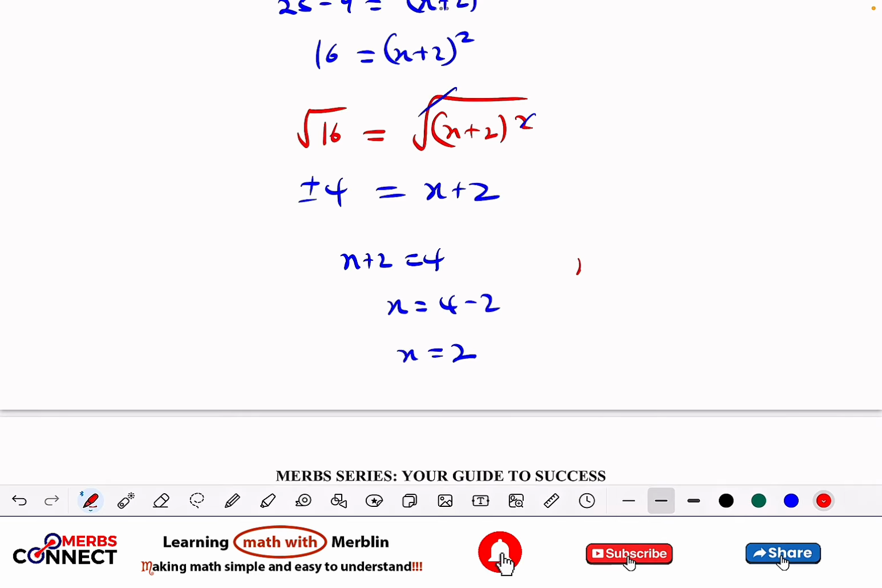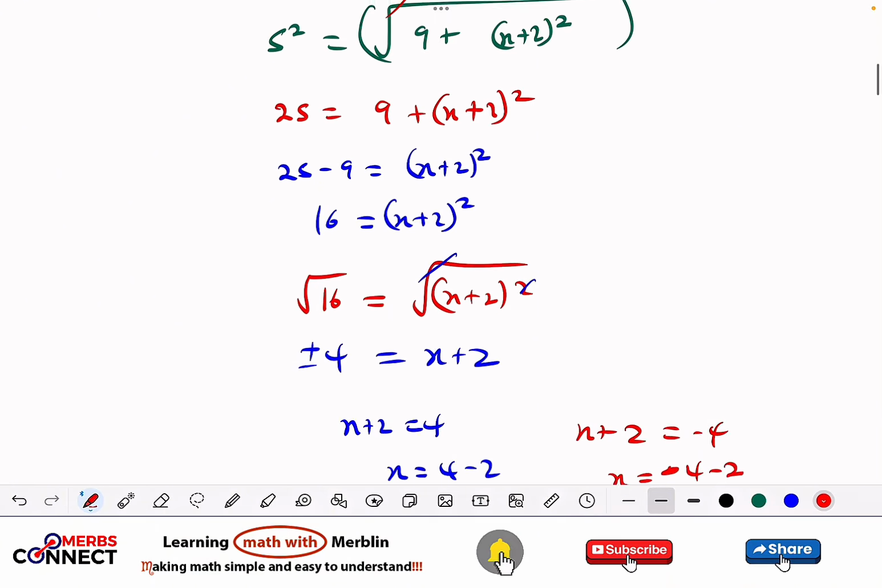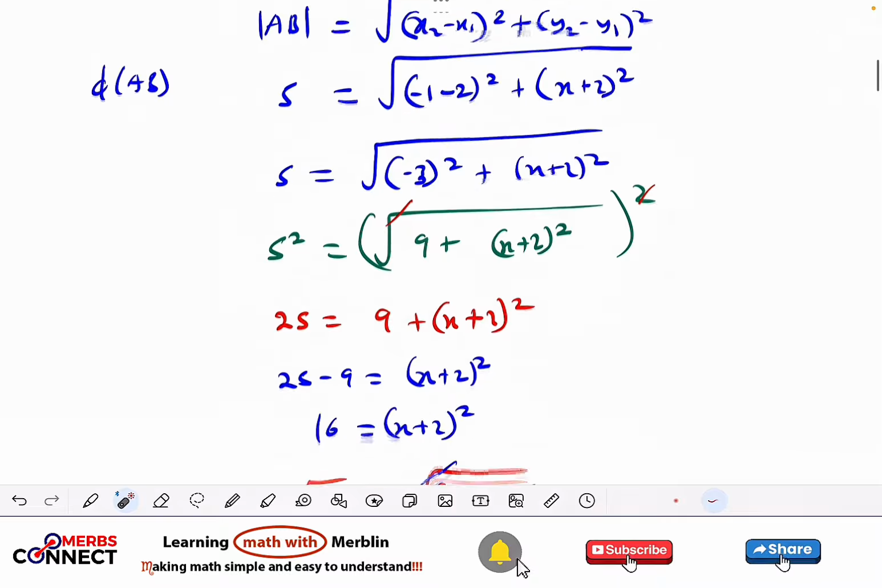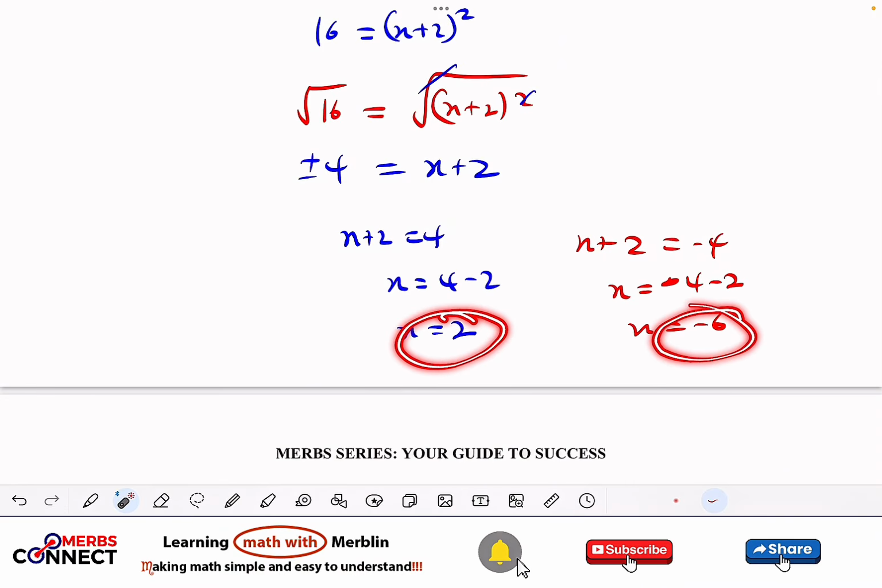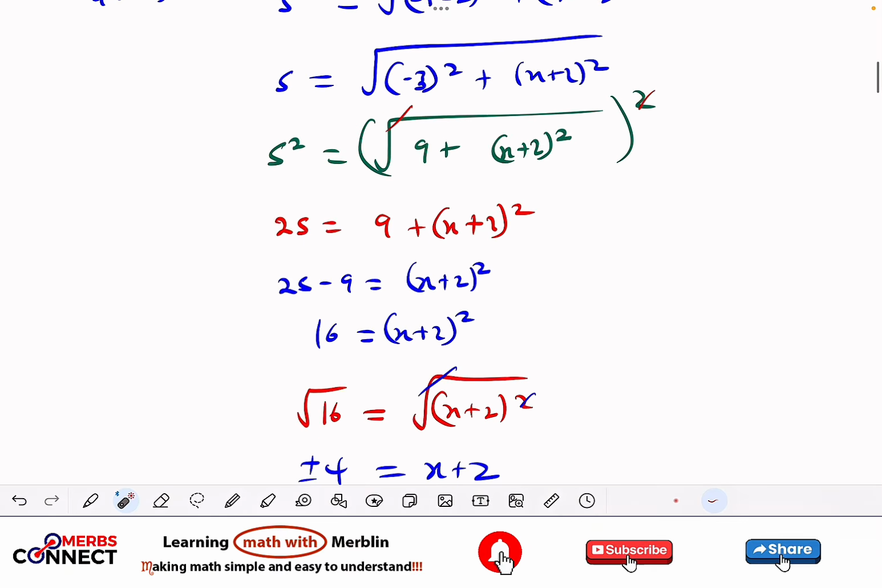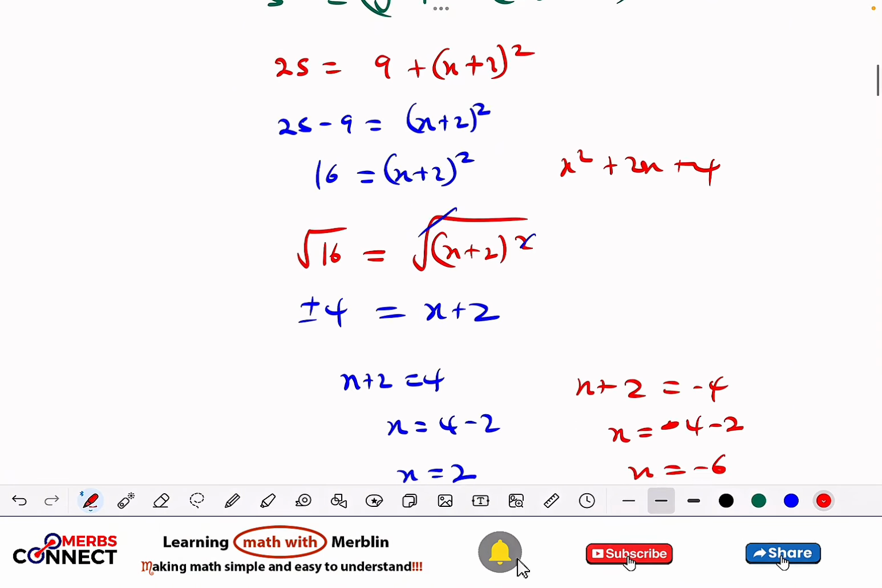And then I'm going to have another one, x plus 2 is equal to minus 4, and then x is equal to minus 4 minus 2, and x will be equal to minus 6. So x should be 2, x should be minus 6. So we have only one of them here, because the question is saying that we should pick one of the values of x. So we have 2 and minus 6, and 2 is there, so we choose 2 as the answer. Here, what you can do is you can expand and get x squared plus 2x plus 4, and then just do the factorization. You are going to get the same thing.